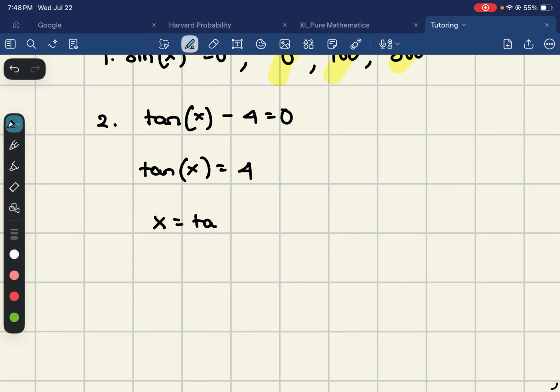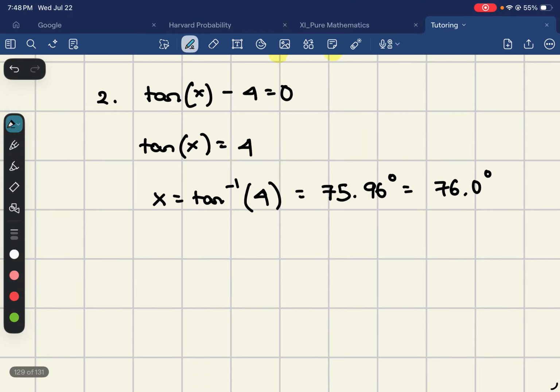And x is going to be tan inverse of 4, which in degrees is just 76.0 degrees. So I'm just going to round it off to 76.0 degrees. All right, so that is one solution.